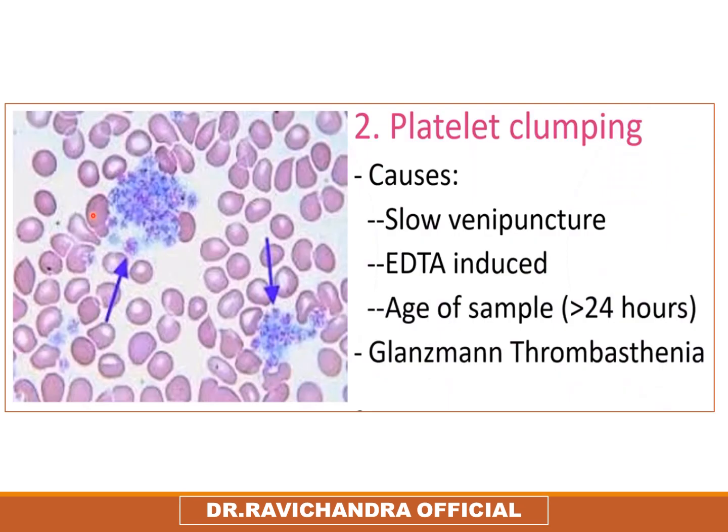Platelet clumping causes are slow venipuncture, EDTA induced platelet clumping, which is also seen many times, and if the sample is collected 24 hours earlier, that is, if the reporting is getting delayed, then there will be platelet clumping in the samples. And there is a condition called Glanzmann thrombasthenia in which platelet clumping can also be seen. The platelet clumping in the picture can be shown using blue arrows.